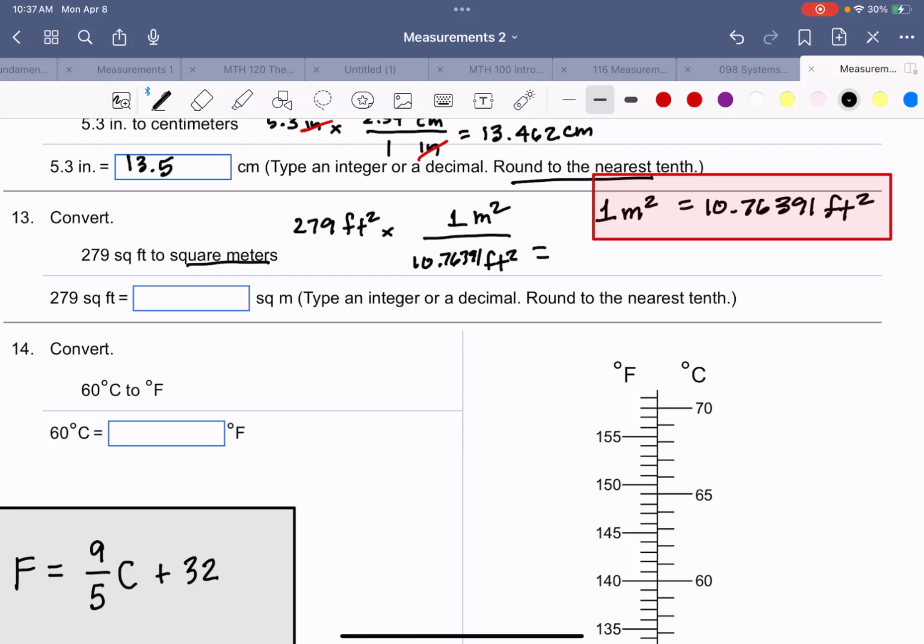So 279 divided by 10.76391, and that gives us about 25 point, let's see, to the nearest tenth is 25.9199. So that's going to be 25.9 square meters.